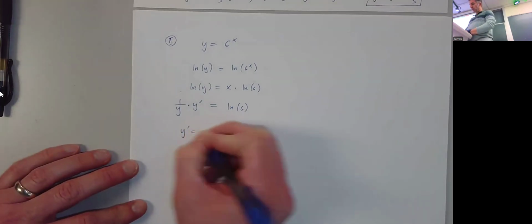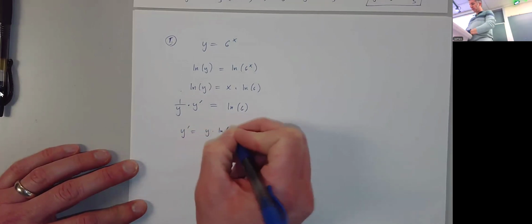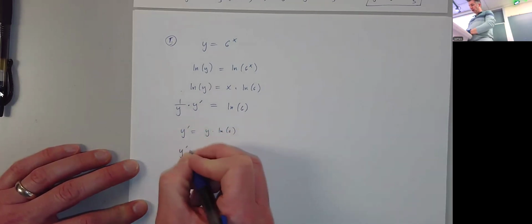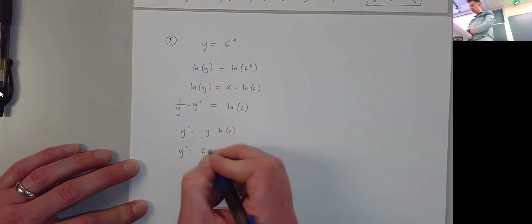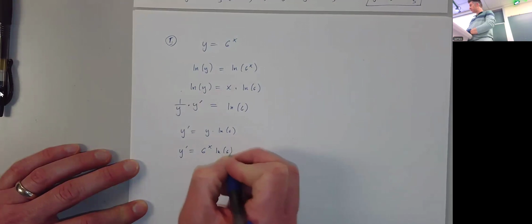We get y prime equal to y times natural log of 6, which gives us y prime equal to, I'm going to plug back in the fact that y is equal to 6 to the x, 6 to the x times the natural log of 6.